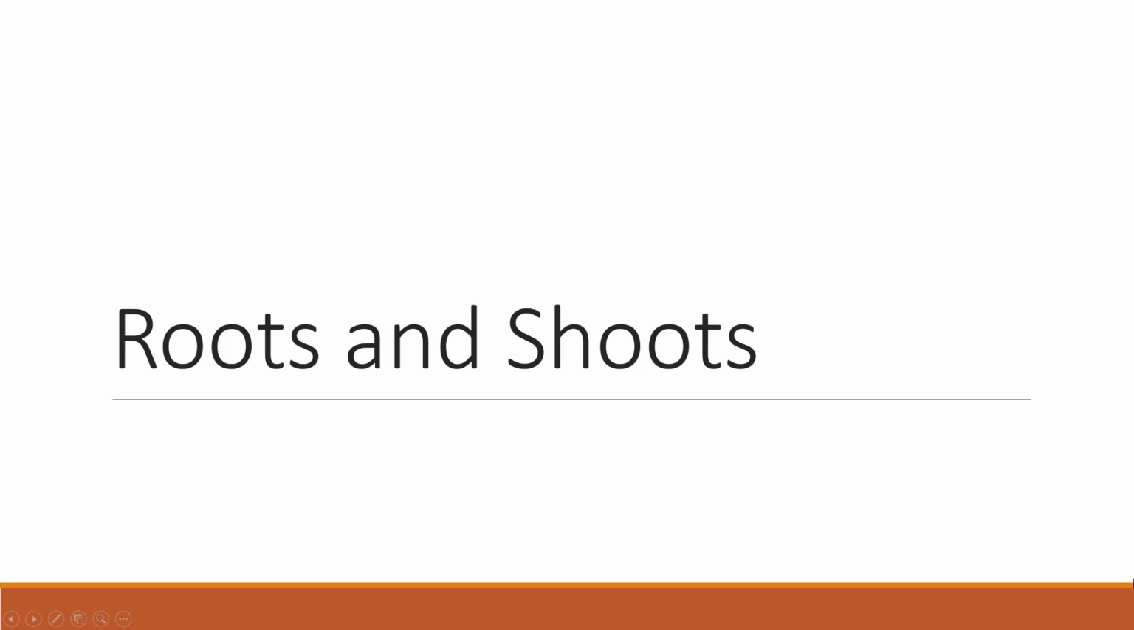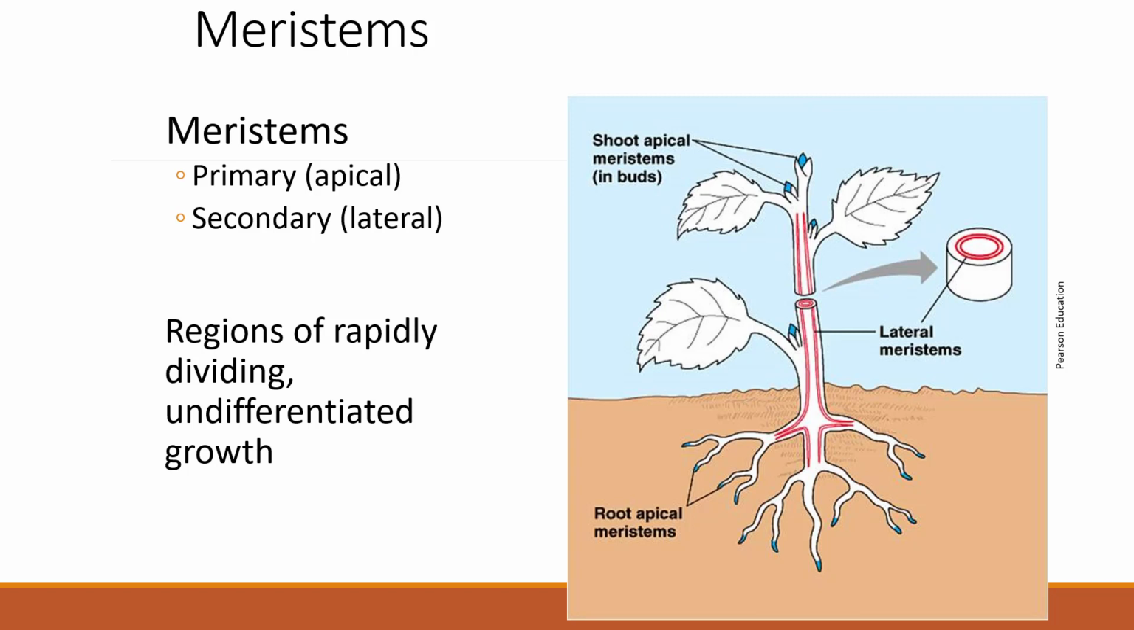Okay, this week we're talking about roots and shoots. And something you find in both roots and shoots are meristems. And meristems are the areas of rapidly dividing, undifferentiated growth. And the primary meristems are apical, which will be at the tips, either at the roots or the stems. And secondary, which are lateral, and that's when a plant increases in girth. And that's going to be found on woody plant material.